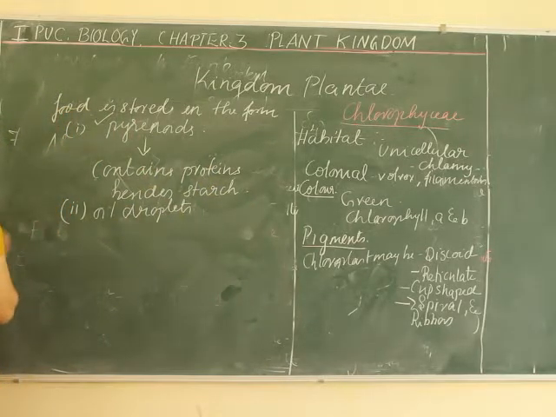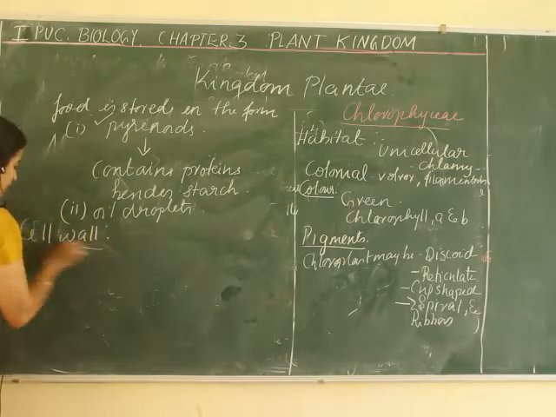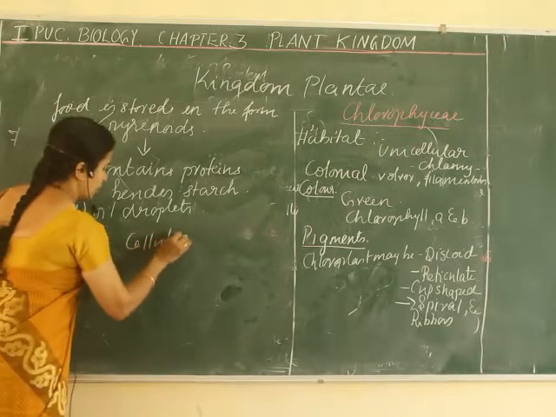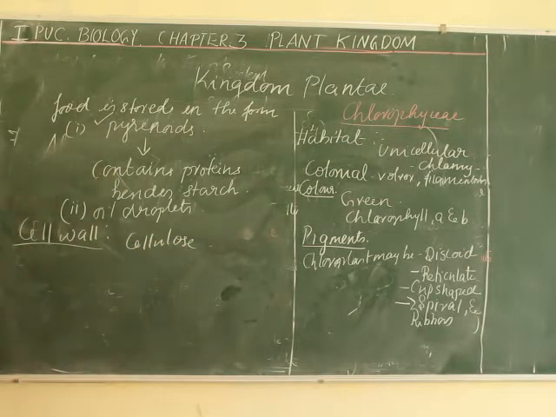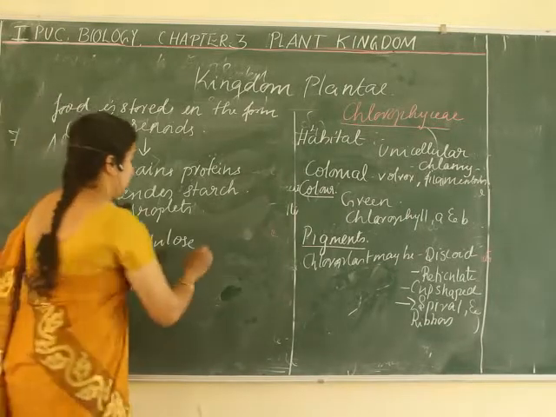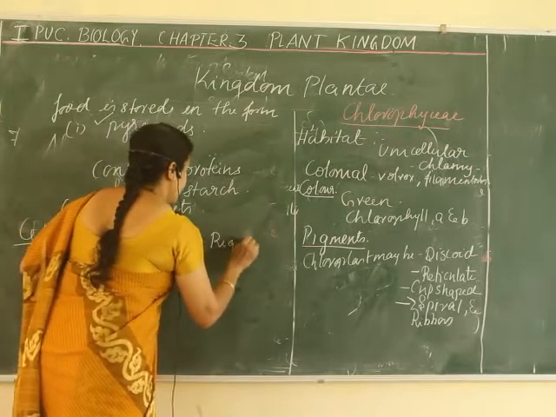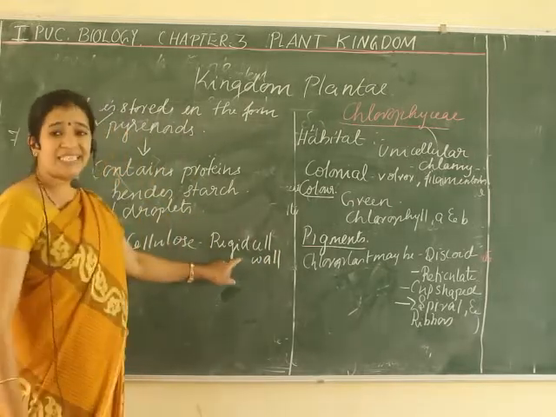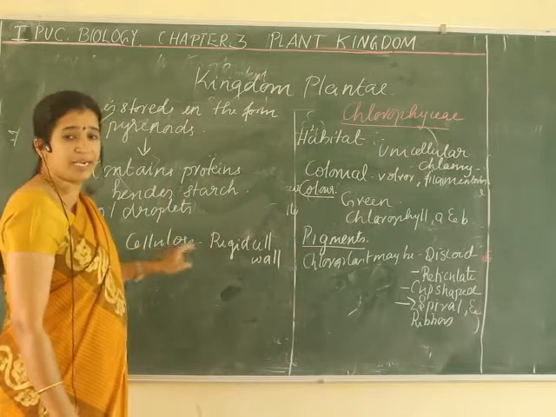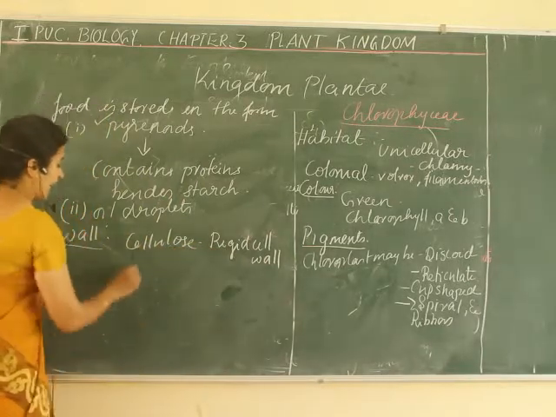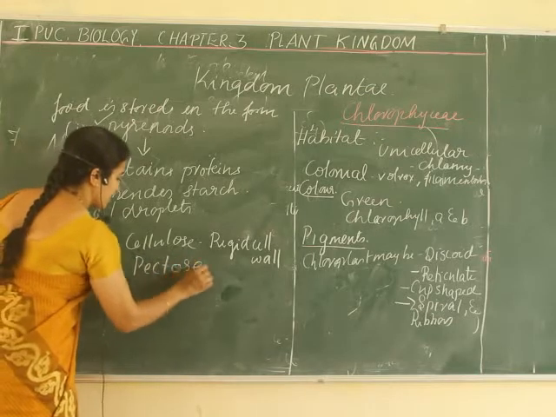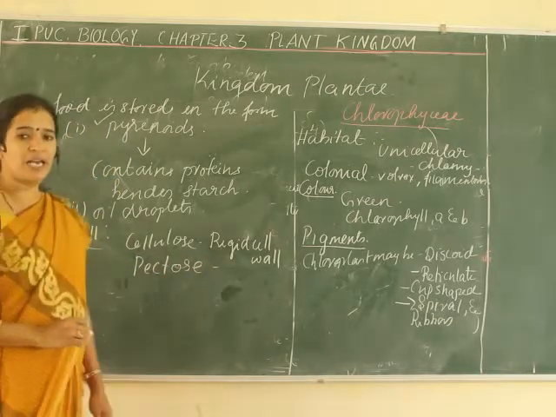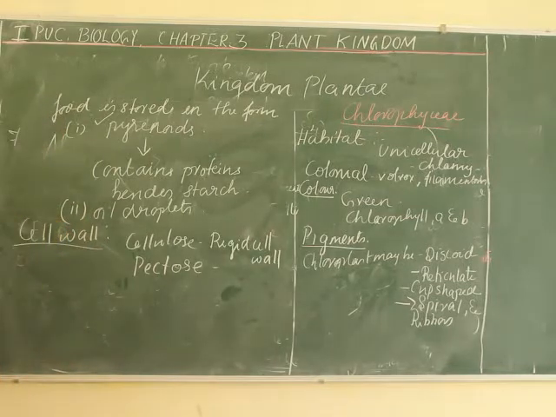Now next, let us understand their cell wall. Since it is green in color, the cell wall is mainly made up of cellulose and pectin. The cell wall is made up of a rigid cellulose, which gives rigidity to their cell. Also, they contain another substance called pectose, which makes their cell wall hard. So these are the cell wall features of green algae.